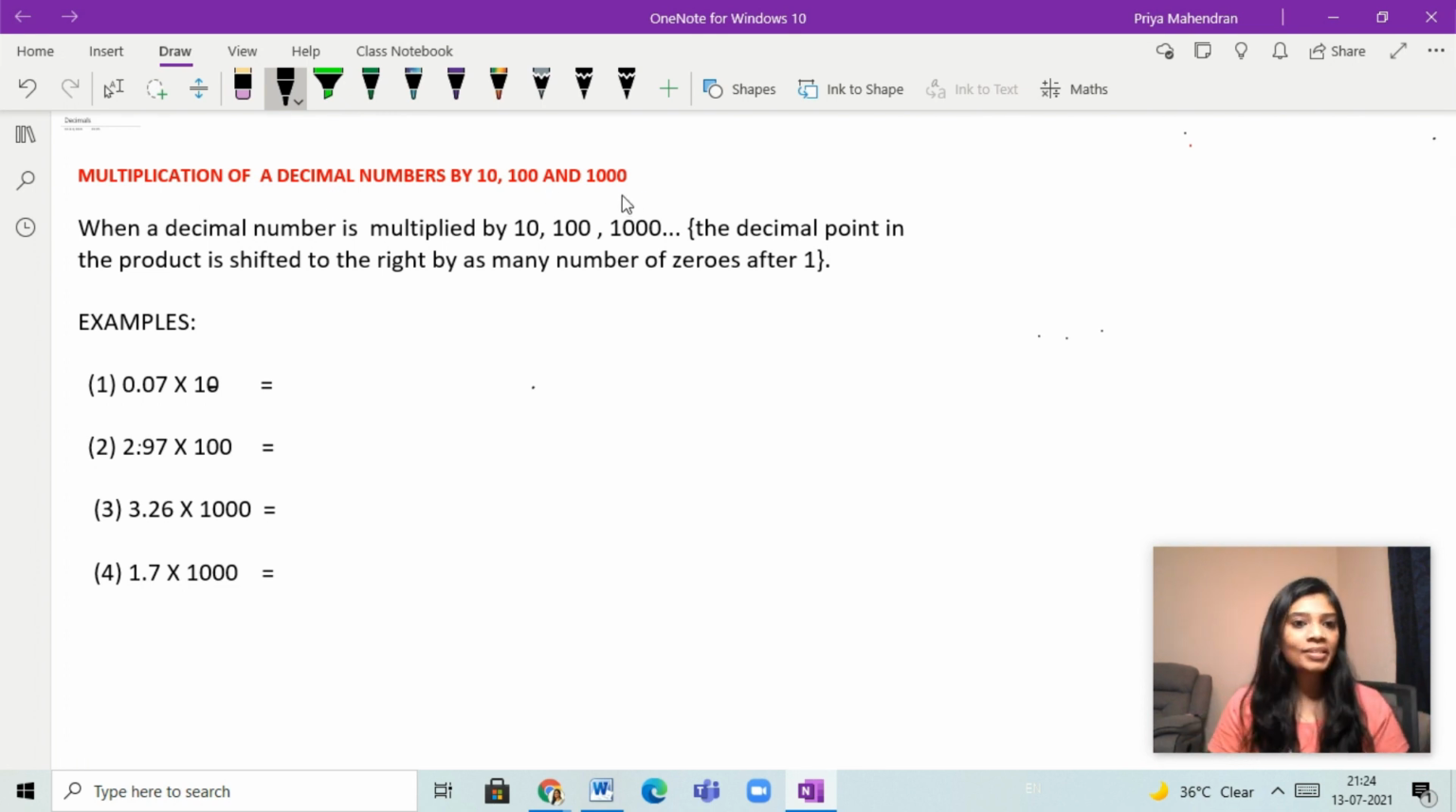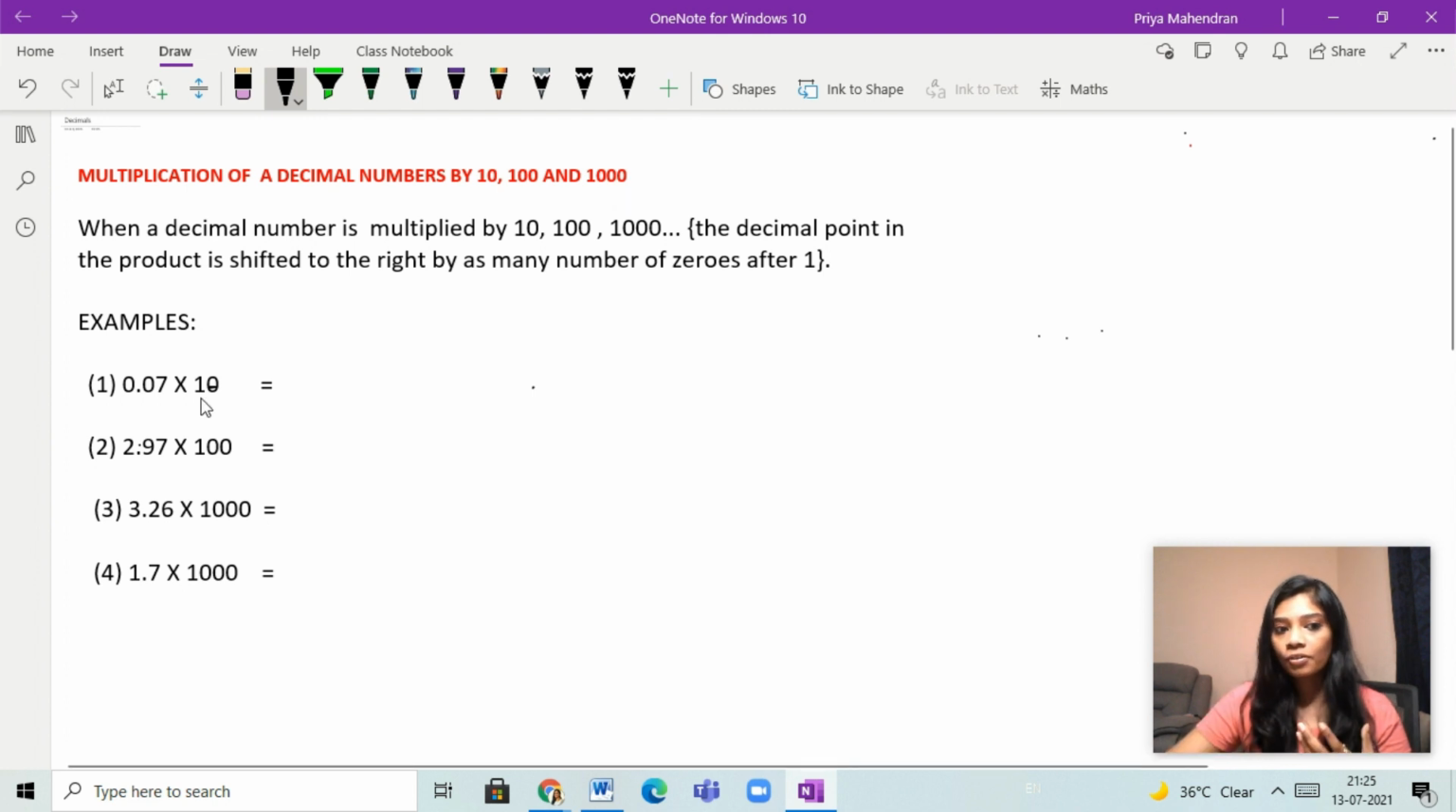So, when a decimal number is multiplied by 10, 100, 1000, the decimal point in the product is shifted to the right by as many number of zeros after 1. So, what do you understand from this? When you're multiplying any decimal number with 10, 100, 1000, the decimal point will shift towards right, depending upon number of zeros after 1 in the multiplier.